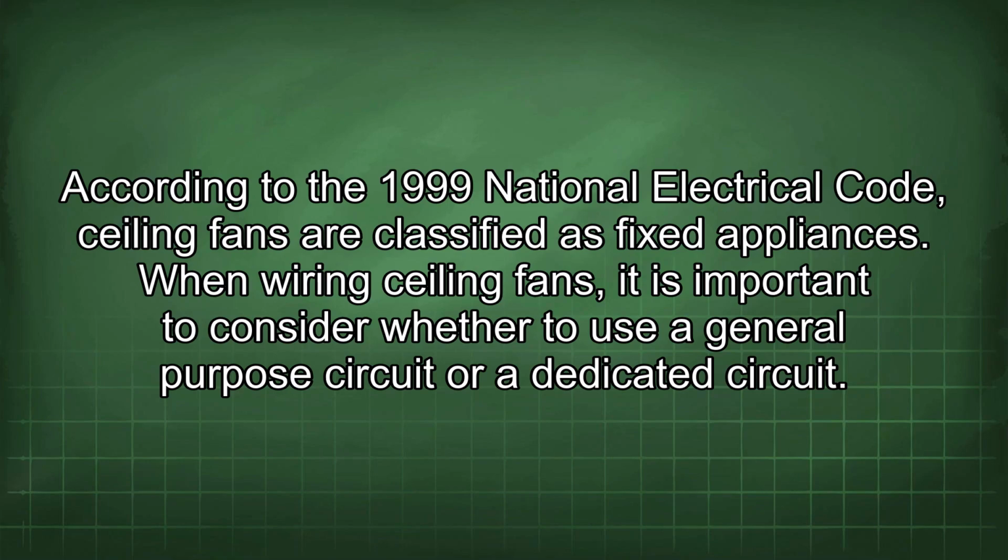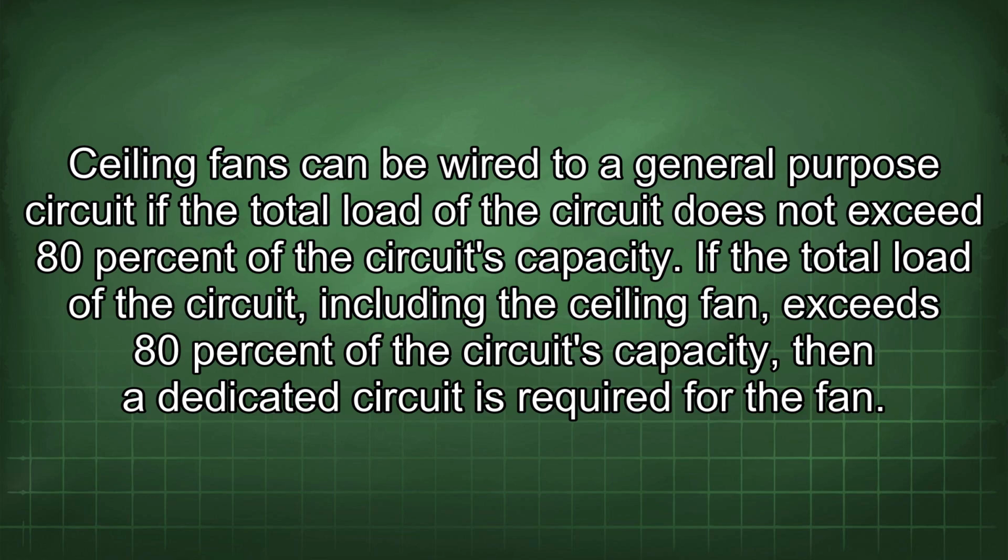According to the 1999 National Electrical Code, ceiling fans are classified as fixed appliances. When wiring ceiling fans, it is important to consider whether to use a general-purpose circuit or a dedicated circuit. Ceiling fans can be wired to a general-purpose circuit if the total load of the circuit does not exceed 80% of the circuit's capacity. If the total load of the circuit, including the ceiling fan, exceeds 80% of the circuit's capacity, then a dedicated circuit is required for the fan.